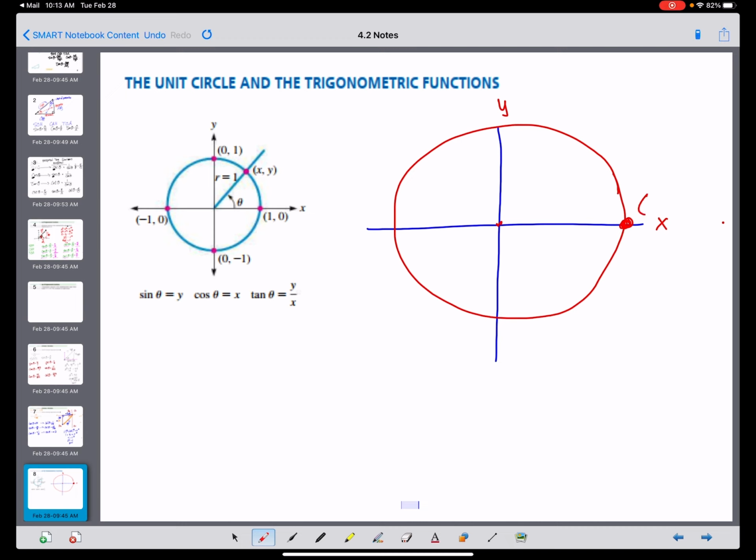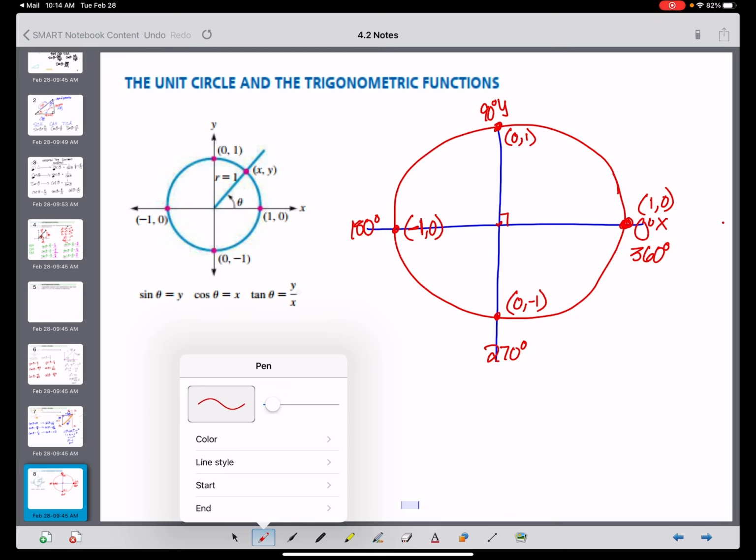So this first point would be the point (1, 0). Then this point over here would be (0, 1). This over here would be (-1, 0). And then this is (0, -1). It corresponds to some angles. We have 0 degrees, then a 90-degree angle. So this is 90 degrees, 180 degrees, 270 degrees, 360 degrees.